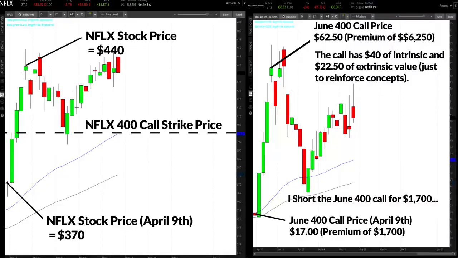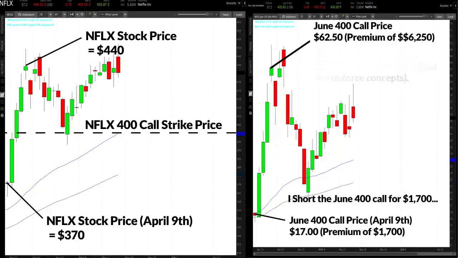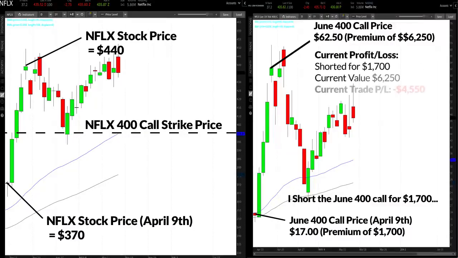So unfortunately, if I had shorted this call option for $1,700 and its price increased to $6,250, I would have a loss on my short call position, just one contract, of $4,550. So this really highlights the risk of shorting call options.